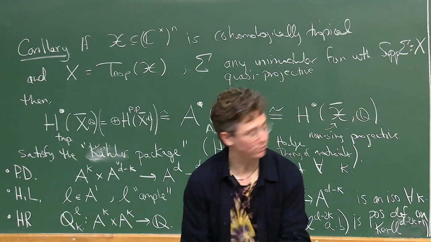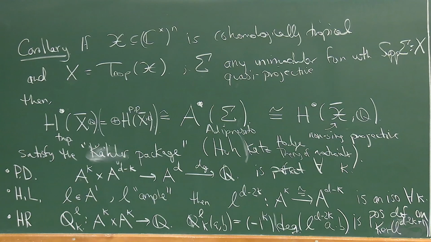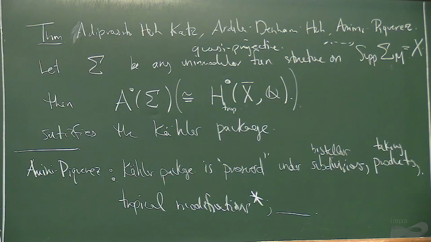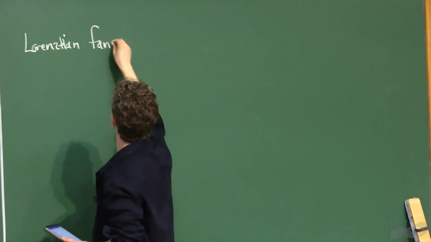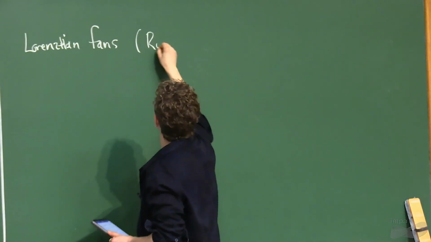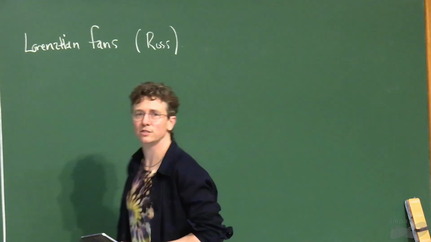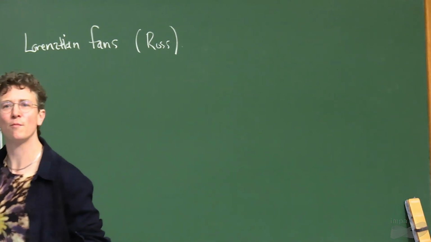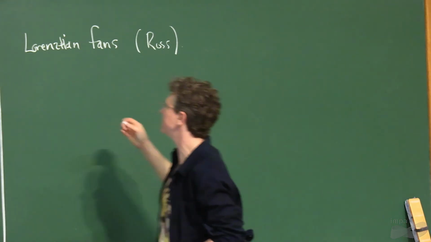There's also this, if you just want log concavity results and you want to do it via intersection theory on fans, a definition of Lorentzian fans of Ross and Tost, which are much weaker. So these are fans. I'm not going to write down what they are.